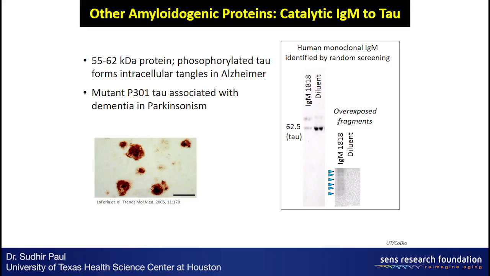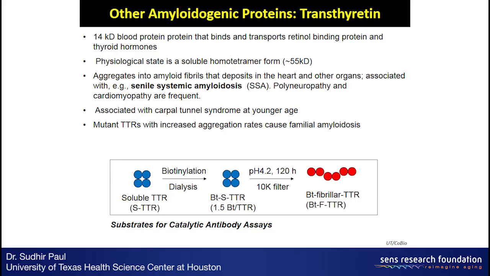We have also looked at transthyretin, the protein that exists in the physiological state as a soluble homotetramer in the blood. It transports thyroid hormones, that is its physiological function, but with aging, the transthyretin tends to aggregate, and it is the cause of senile systemic amyloidosis.